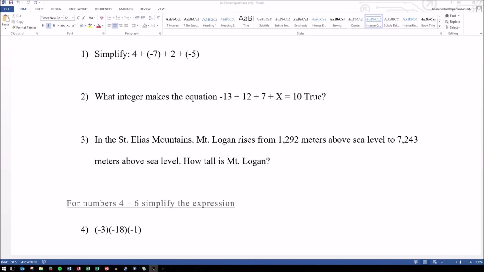So how would we do this? What integer makes the equation -13 plus 12 plus 7 plus x equal 10? So now we actually have an equation. Well, what it's really asking is what value of x balances this equation where you come up with a +10. So we're going to switch back over and we're going to work this one out real quick. And we're going to write down -13 plus 12 plus 7 plus x is equal to 10.